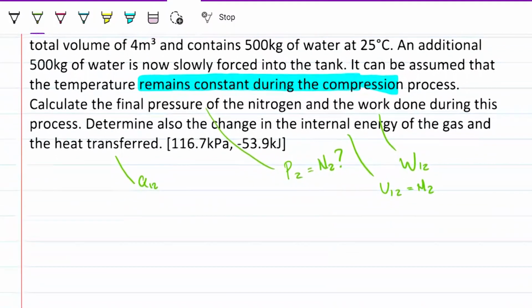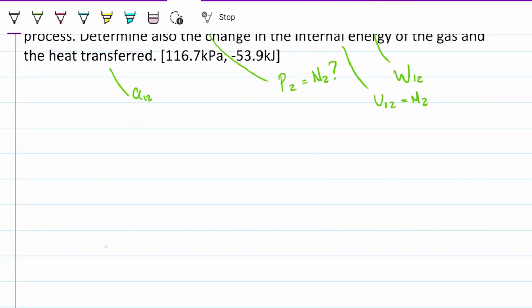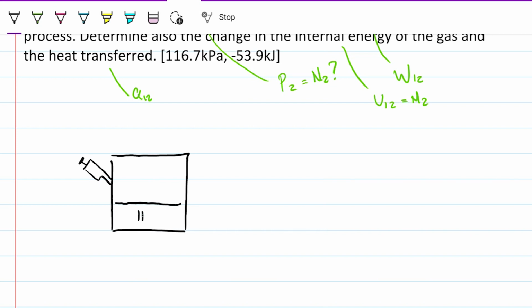Okay, so let's think about what's going on here. We have a container, as per usual. It's a closed system container. This is a bit different because it has a way for us to put water in, so let's put a little syringe kind of thing going on here. And part of it is occupied by water. I'm not sure how much, I know that's 500 kilograms, and the rest is nitrogen.